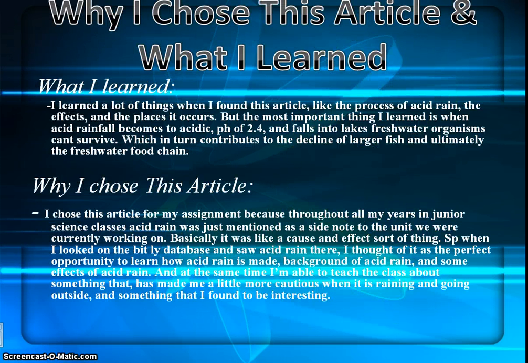Why I chose this article and what I learned. I learned a lot of things when I found this article, like the process of acid rain, the effects, and the places it occurs. But the most important thing I learned is when acidic rainfall becomes too acidic, a pH of 2.4, and falls into lakes, freshwater organisms can't survive, which in turn contributes to the decline of larger fish and ultimately the freshwater food chain.